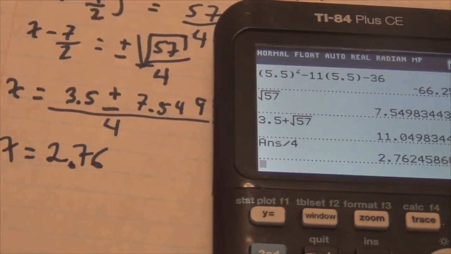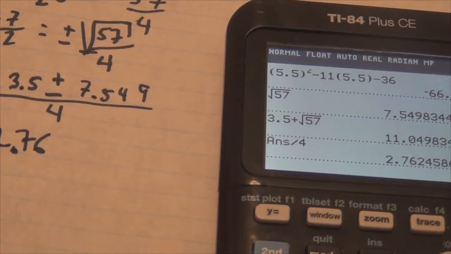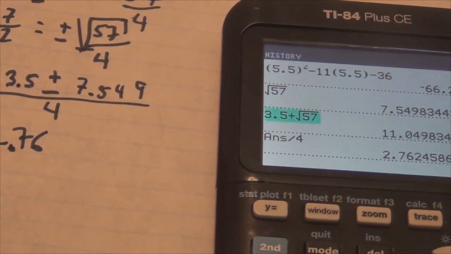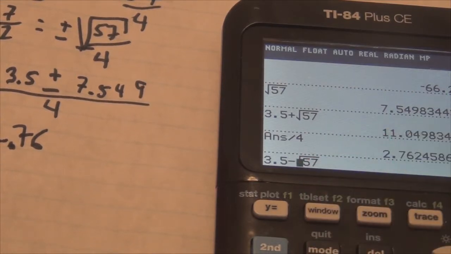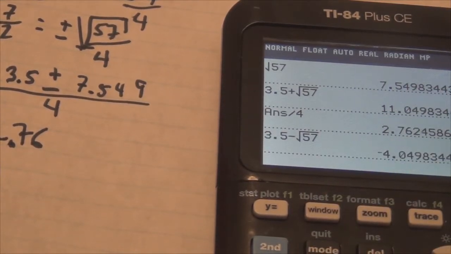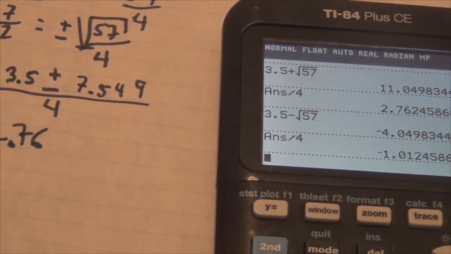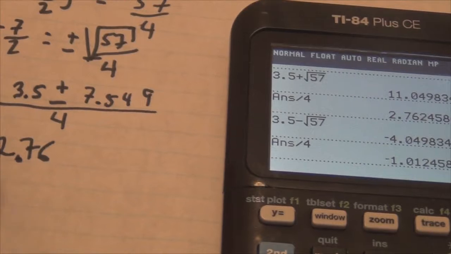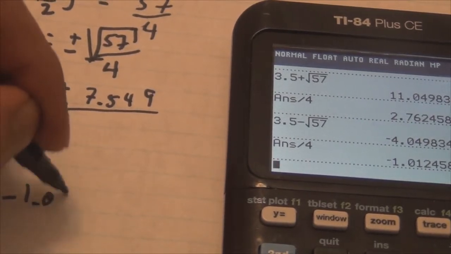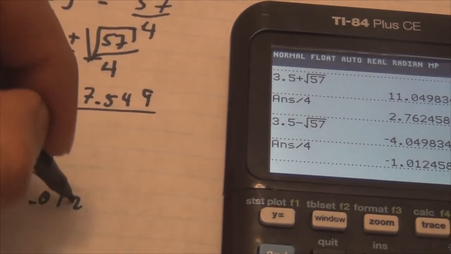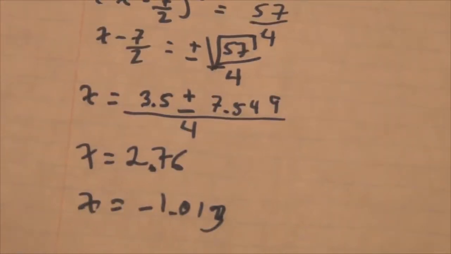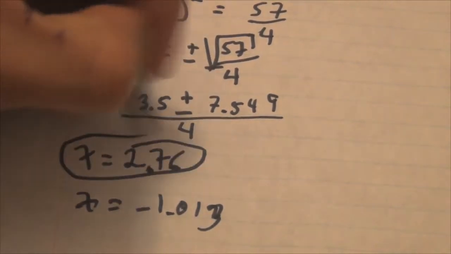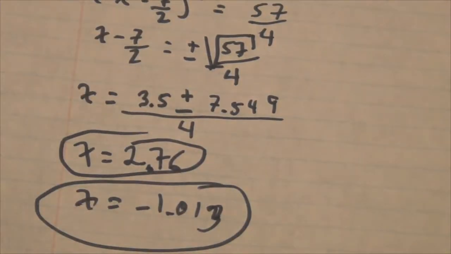And now let's do the other root, the minus. So all I gotta do is boom, boom, boom. So now 3.5 minus the square root of 57, and that is negative 4, and then we divide by 4 because that's what it says over here, and we get x being negative 1.013. So now to find the y value, you substitute this into one of the original equations and you find it.